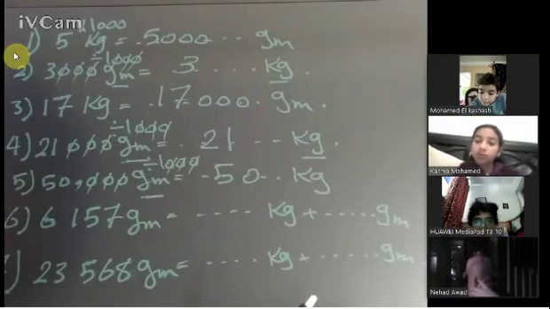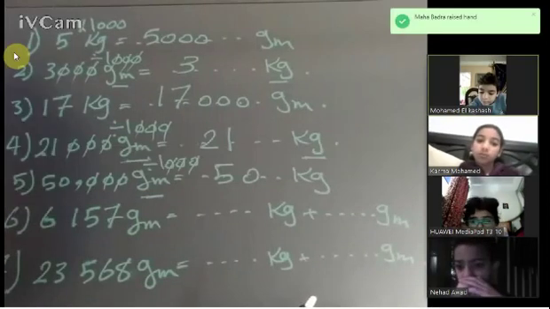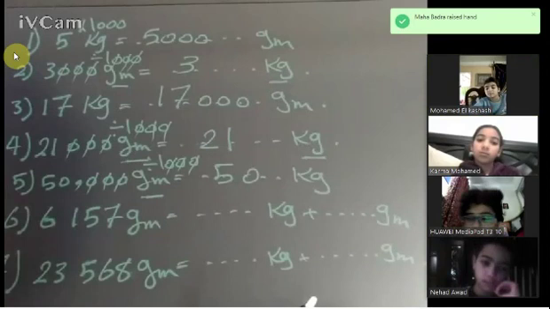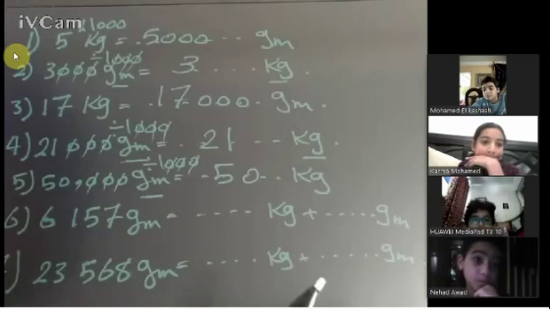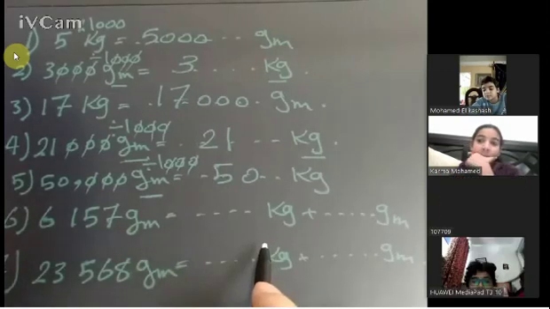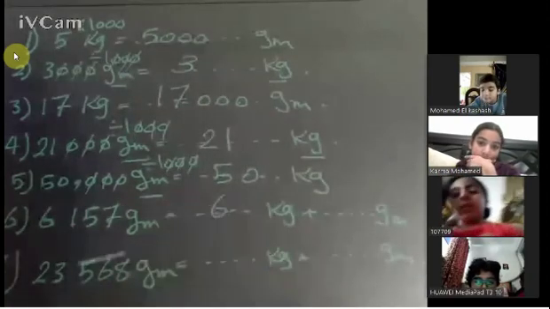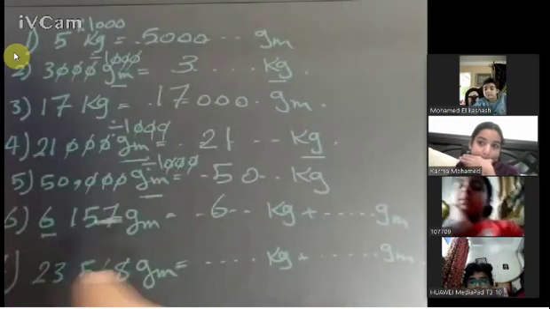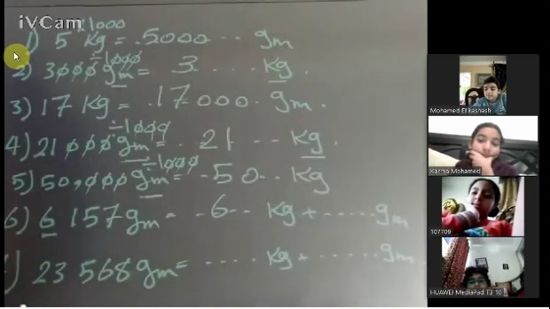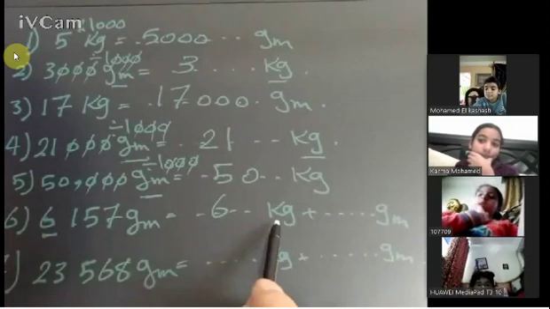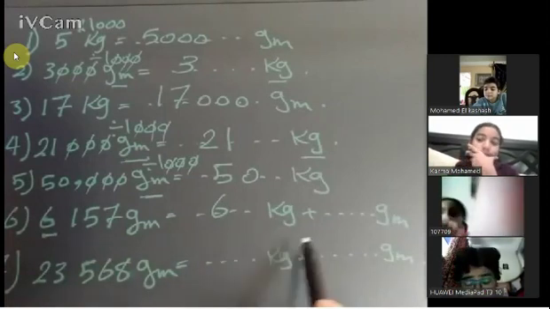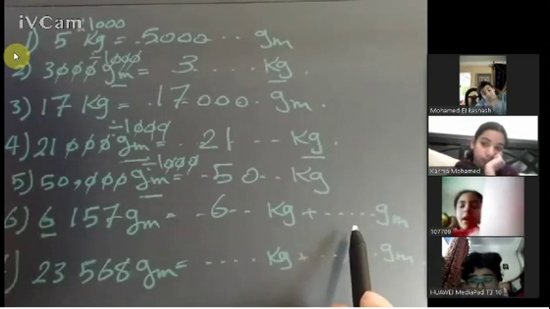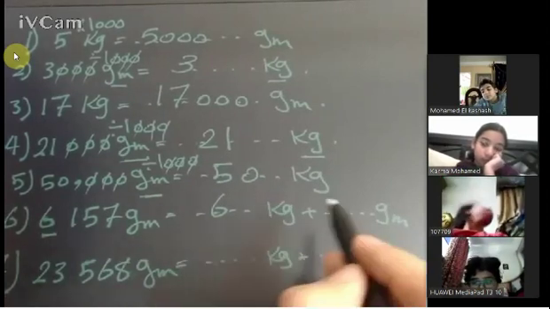Okay, Layla? 6,157 grams equals how many kilograms and how many grams? How many kilograms? 6. Because we're using the 1000 for the kilogram. And I will tell you why. Because the relation between gram and kilogram is 1000. That means the 1000 place is for the kilogram. Okay, and how many grams, Layla? 157. Yes, it's 157.